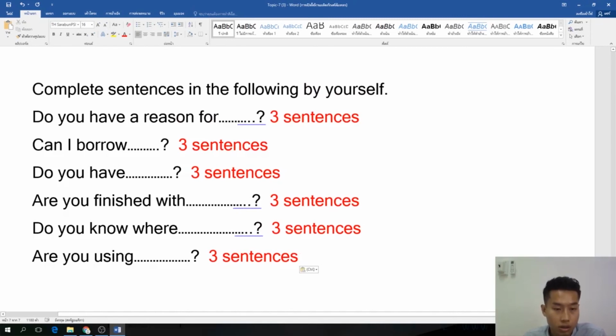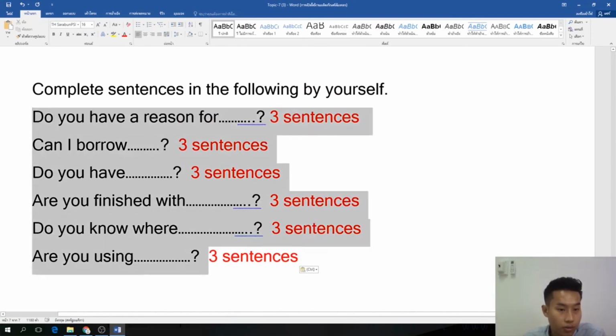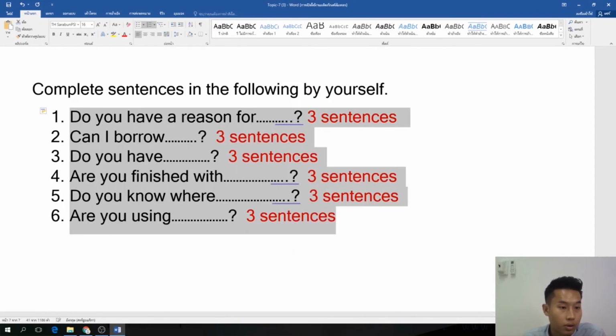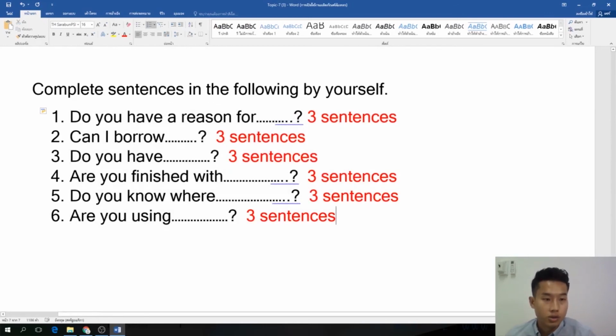Okay, so we have around 6 items, right? So complete the sentences in the following by yourself. All the questions that you see here, we're trying to complete by yourself. But all the questions have to be from your own ideas or from outside. So they should not come from this chapter that we have studied at the moment. I want to give this to you. It's very important. You practice, so your English is going to improve and improve. This is what I wanted to say.